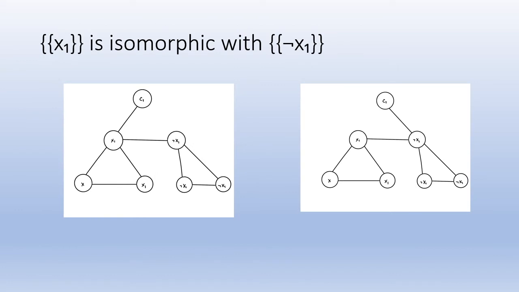It is important to note that xi is isomorphic with not xi. Consider two formulas, both containing a single clause and a single literal, one containing x1 and one containing not x1. Their graph representations can be seen on screen. We can see that the only difference is that the node labeled C1 in one of the graphs is connected to a node labeled x1, whereas in the other graph, the node labeled C1 is connected to the node labeled not x1. Now this is a difference only in labeling, which means that by renaming the nodes, or in fact by renaming the variables, we can get one formula from the other. Thus, they are isomorphic.